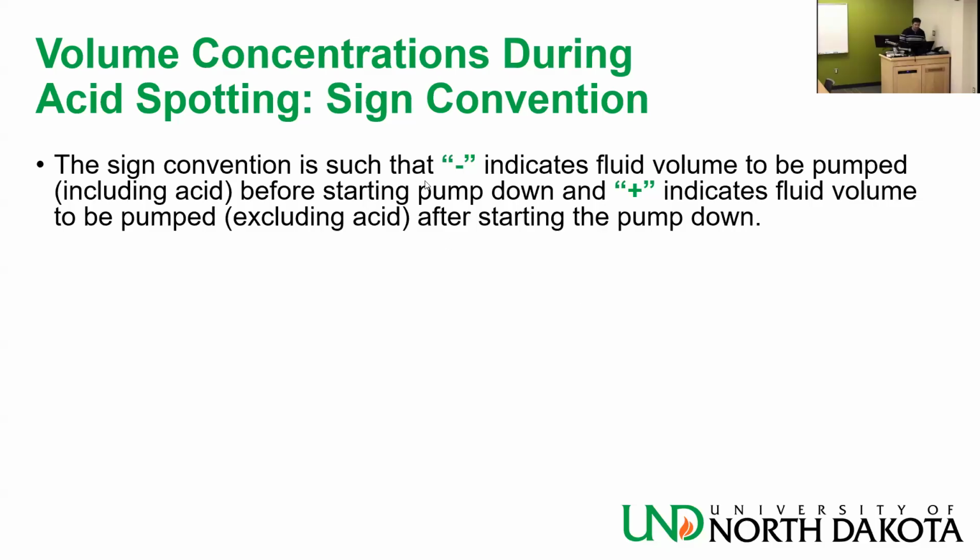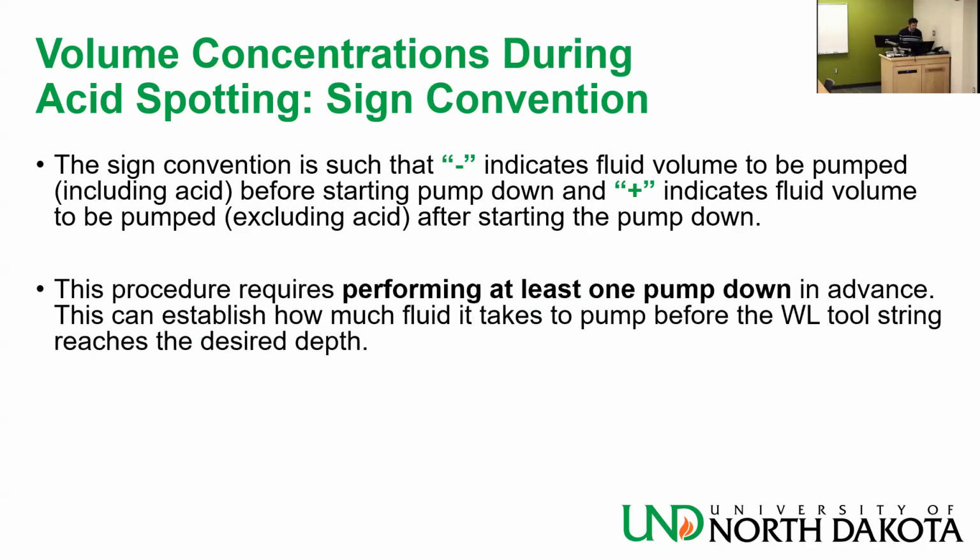The sign convention is such that negative indicates fluid volume to be pumped, including acid, before starting pump down, and positive indicates fluid volume to be pumped, excluding acid, after starting the pump down. This procedure requires performing at least one pump down in advance. This can establish how much fluid it takes to pump before the wireline tool string reaches the desired depth. So you want to pump down volume to see how far you can go, basically.